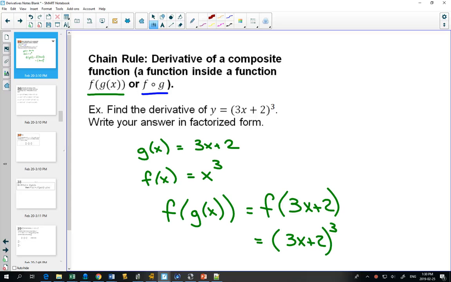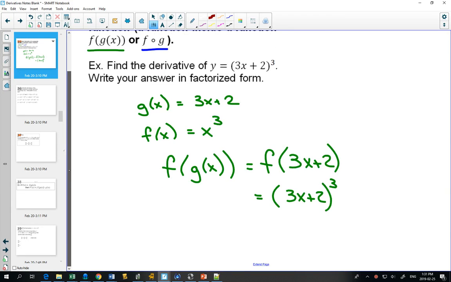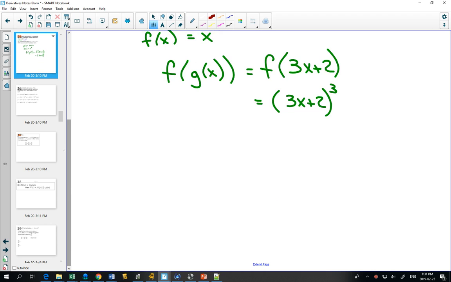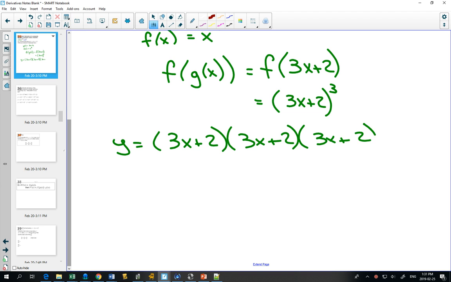Now, right now, if you wanted to find the derivative of 3x plus 2 cubed, the only method we have is, well, we have two methods. Okay? The best method, I'm going to say, that we have is you take your 3x plus 2 cubed and you expand it. Expanding, method 1. Multiply two of them.